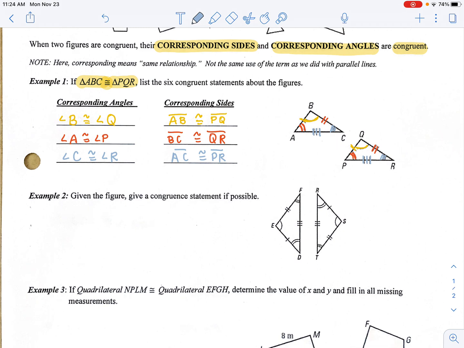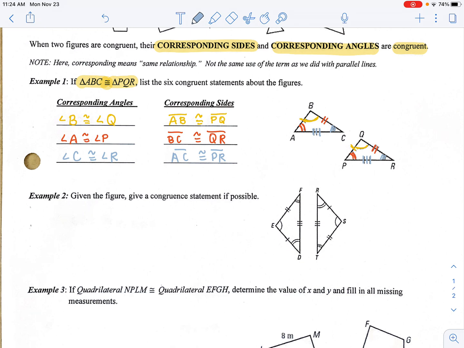For this one, it says, example 2, given the figure, give a congruent statement if possible. So let's look to see if they're congruent. I see that angles E and S have the same markings. T and F have the same markings. D and R have the same markings. We've got 1 tick mark, 2, 2, 1, 2, 3, 1, 2, 3. So they have all the same markings, so they are going to be congruent.